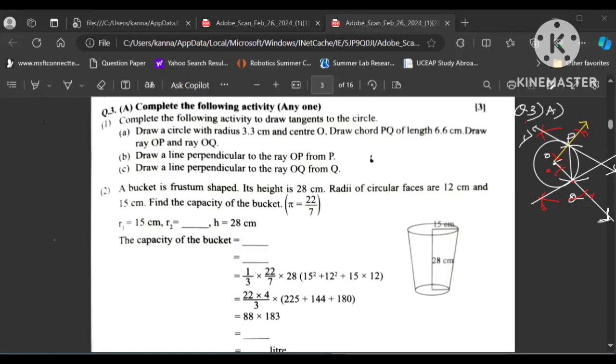Okay, so this was just a rough figure, children. I hope people can understand it. It will just help you to remember how to construct a tangent. This is not drawn to the measurements, nothing. This is just a rough figure.